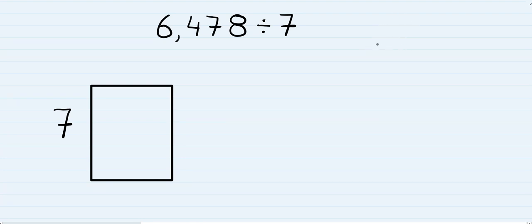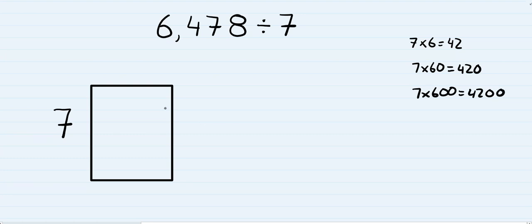So when I start off, I want to say, how can I get somewhat close to 6,478 using 7 as a factor? So keep in mind that 7 times 6 is 42. 7 times 60 is 420. And 7 times 600 is 4,200. Okay, so I'm going to choose 600 and put 600 over here.